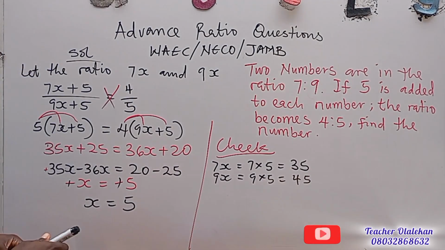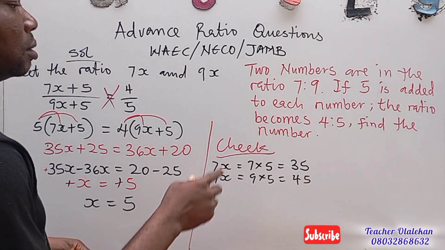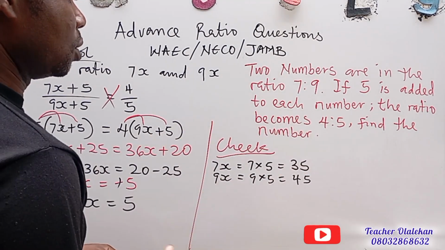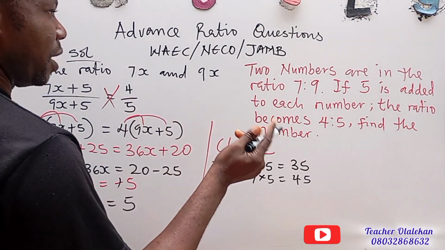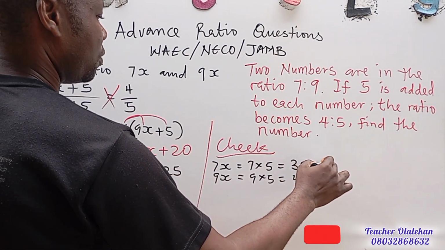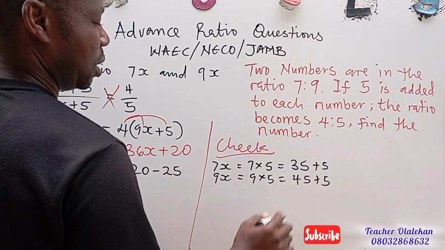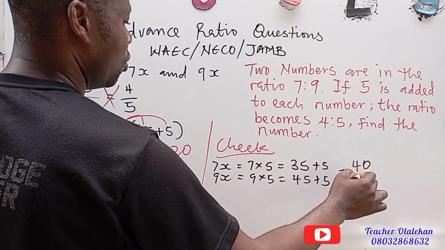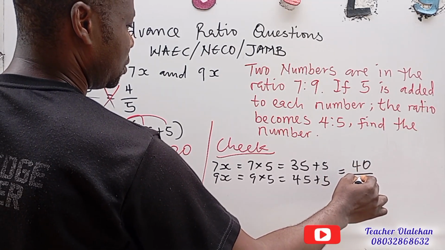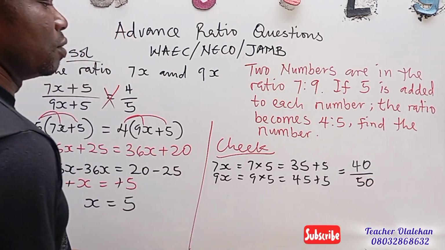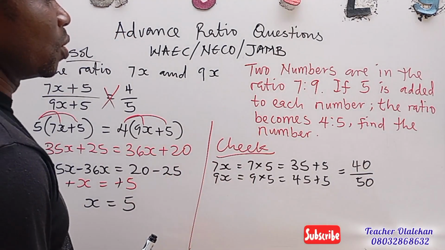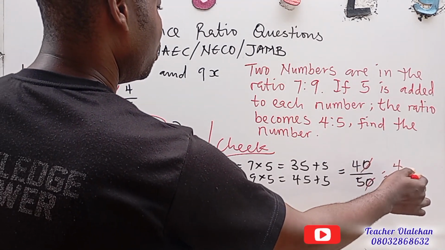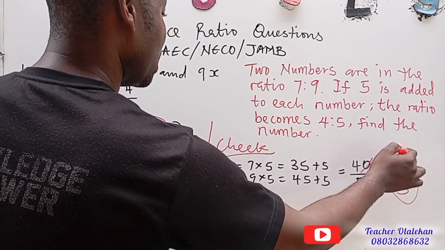So we're told that if 5 is added to them, their ratio becomes 4:5. So let's add 5 to both of them. So this plus 5 and this plus 5. So that becomes 40 over 50. So we'll take this ratio to the lowest term. You will see that they become 4:5. So that means we are very correct.